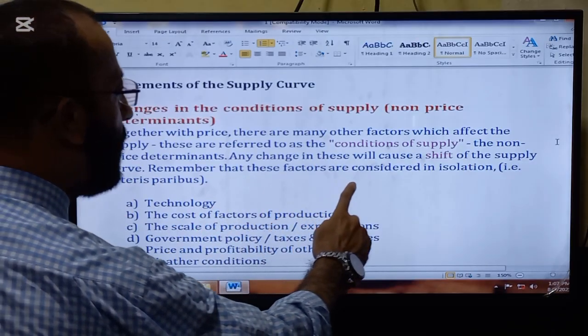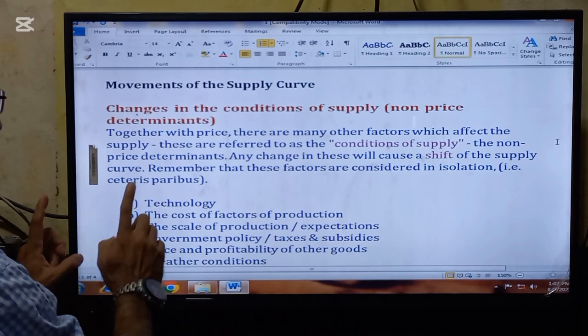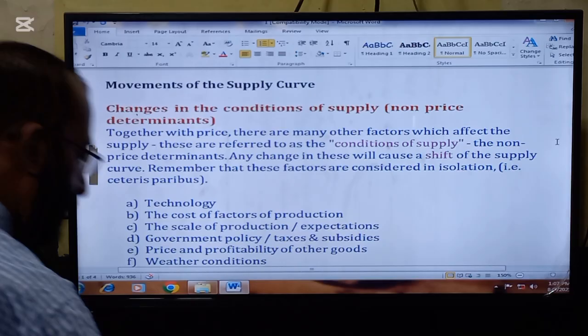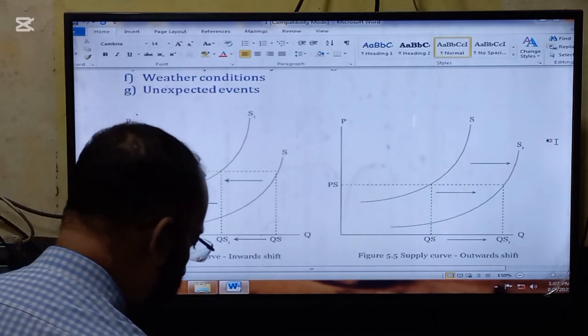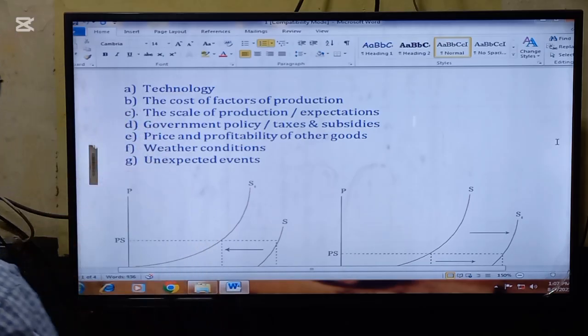Any change in these will cause a shift of the supply curve. Remember that these factors are considered in isolation, that is ceteris paribus. So here are the factors. These are non-price determinants. Number one, the technology.